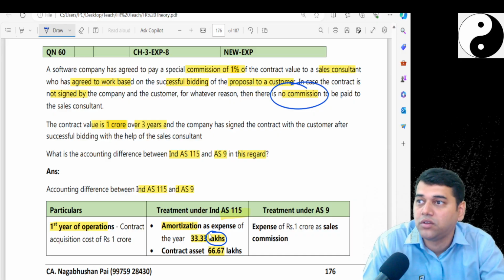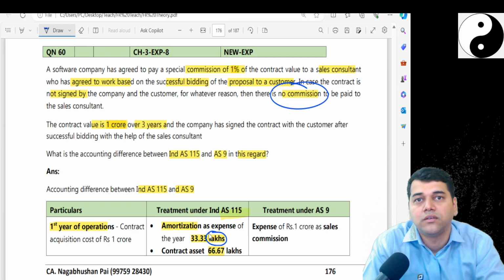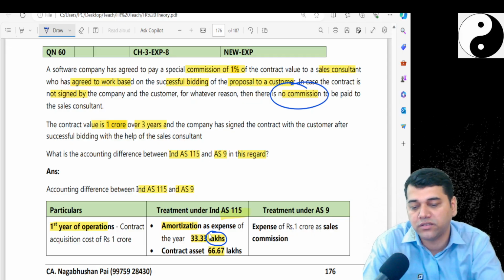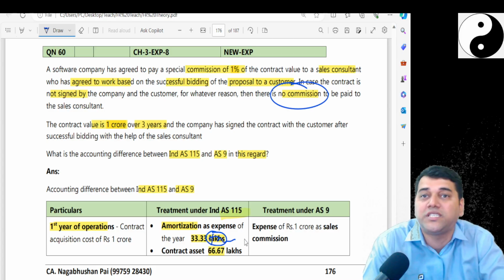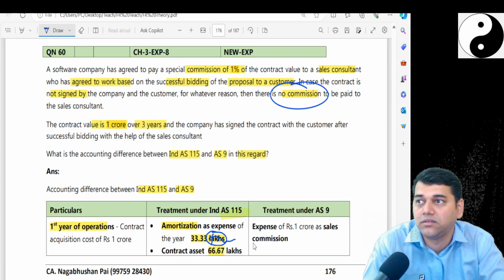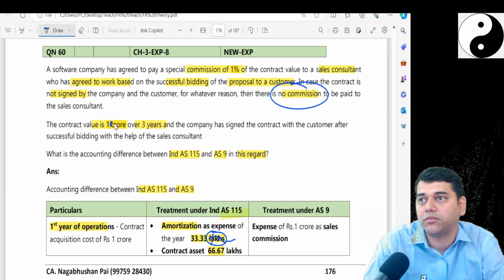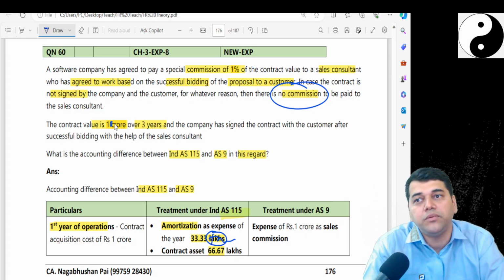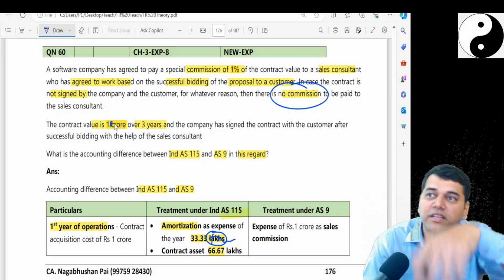33,000, no. 1% of 1 crore comes to how much? 1 lakh. So 1 lakh has to be spread over how many years? 3 years. So every year 33.33 thousand should be charged. Or the contract value, treat it like 10 crore. Now if you go and tell the institute, they say it is the printer's mistake. We gave 10 crore correctly, but the printer has eaten that 0.